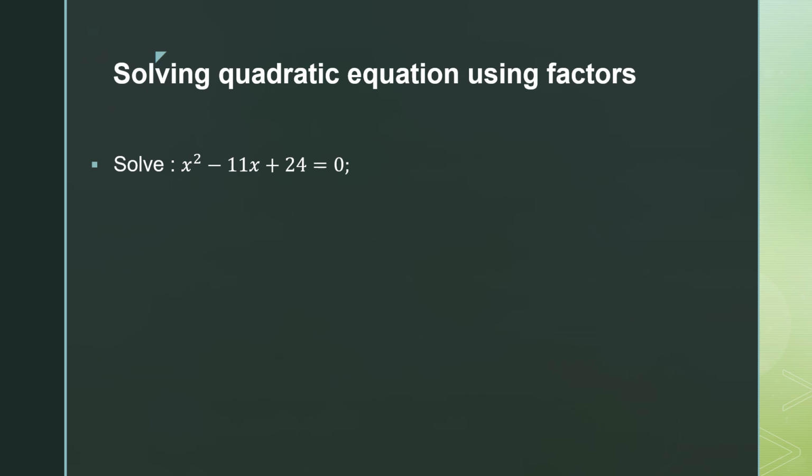Okay, let's see another example. Solve the following equation: x squared minus 11x plus 24 equals 0. So again, we have to factorize this equation. The left side of this equation is a polynomial with 3 terms. It's a second degree polynomial.